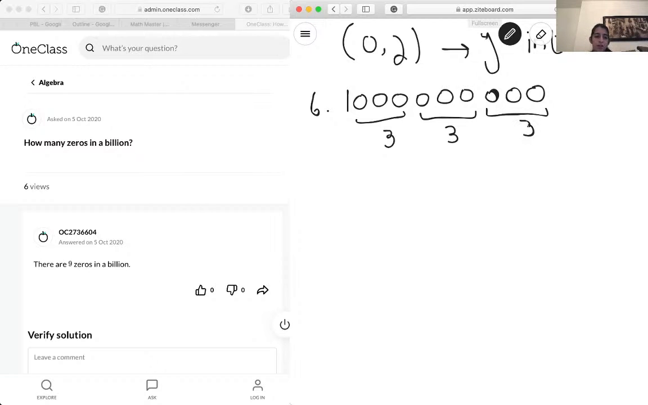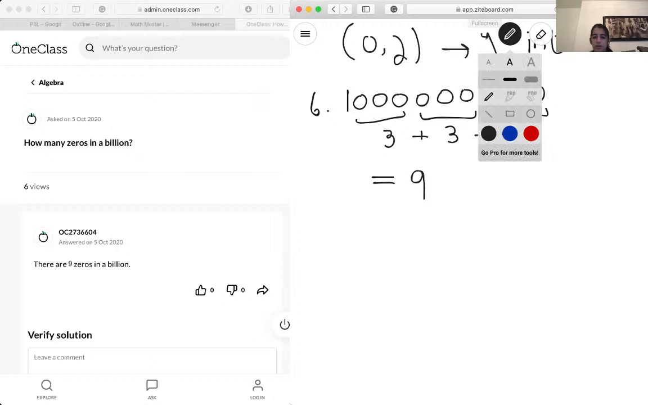So the question asked, how many zeros are in a billion? Just add these up. And our final answer is 9. So there are 9 zeros in a billion.